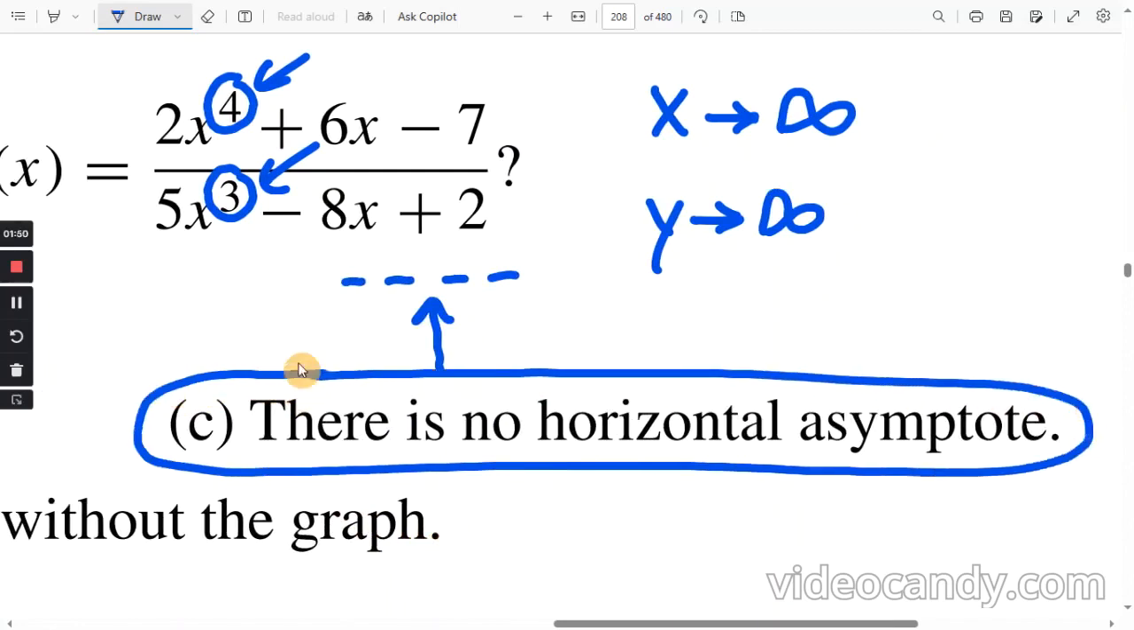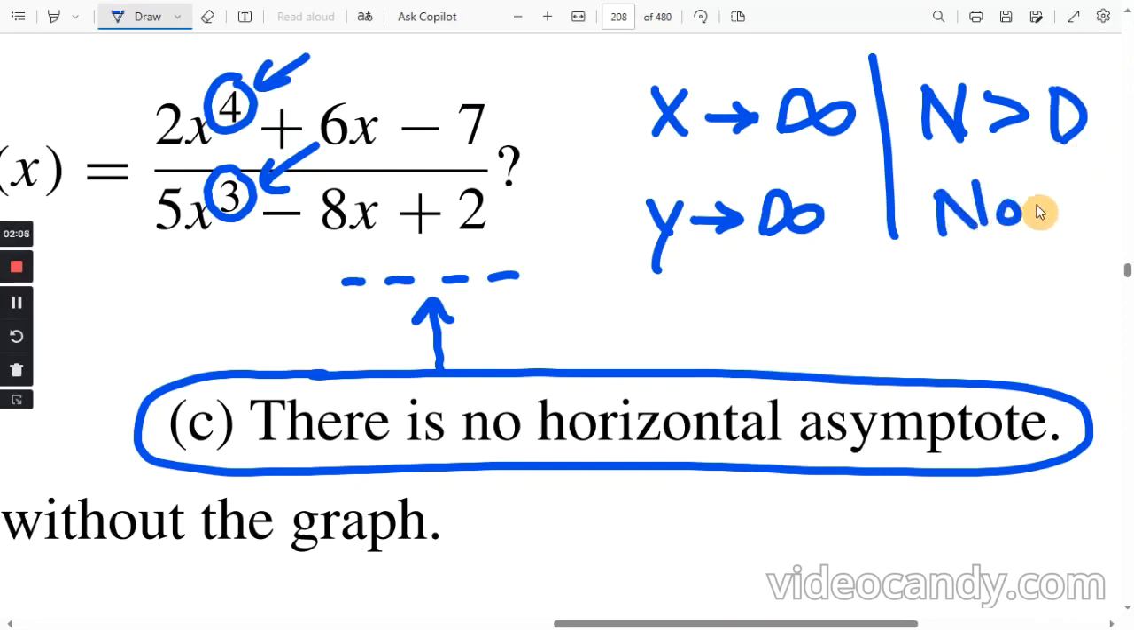All right, so if you consult the notes, it's going to say that if the degree of the numerator is greater than the degree of the denominator, then it's none for the horizontal asymptote. All right, so that's what it would say in the notes, but you can just figure it out.